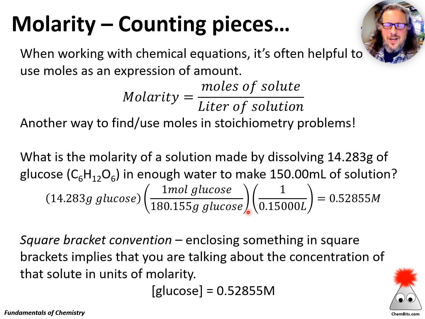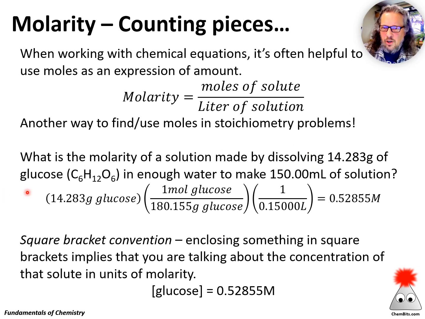One other convention that's going to come up over and over and over again when using molarity is this square bracket convention. If I put something in square brackets, I'm almost always talking about a solution and units of molarity. So if you see something like glucose in square brackets, what it's really saying is I have a solution of glucose, and in units of molarity, its concentration is 0.52855 molar. So we're going to see that square bracket convention come up fairly often, which is why I paused a moment to mention it here.